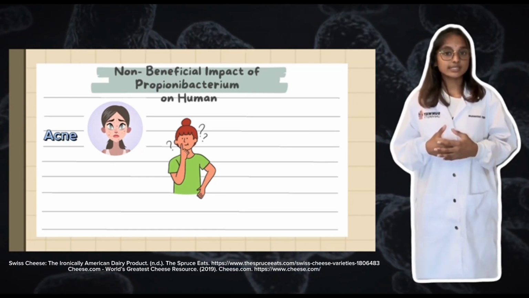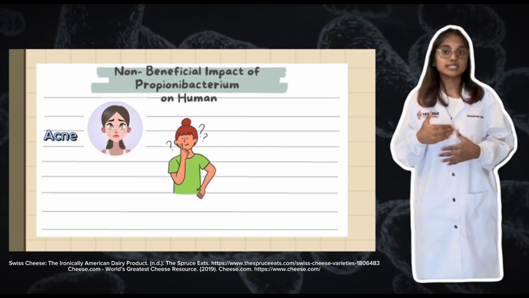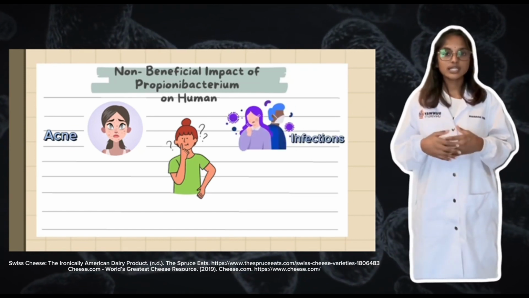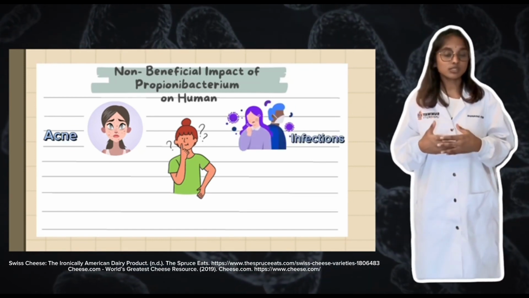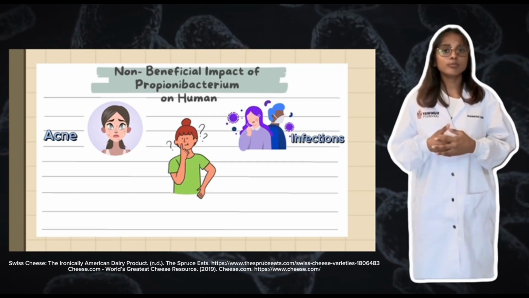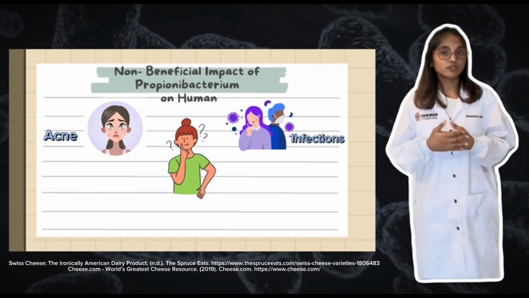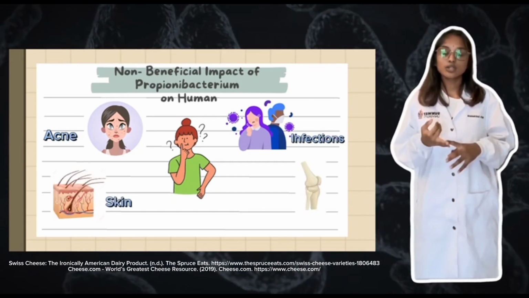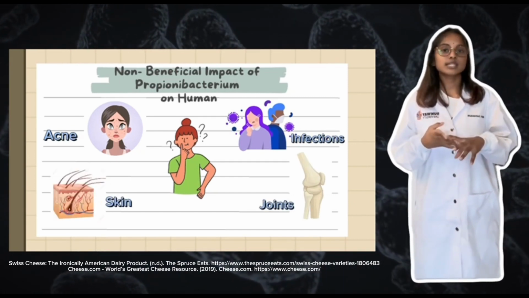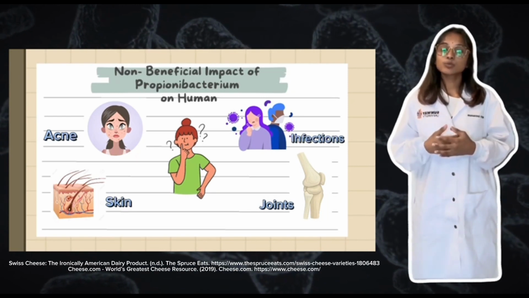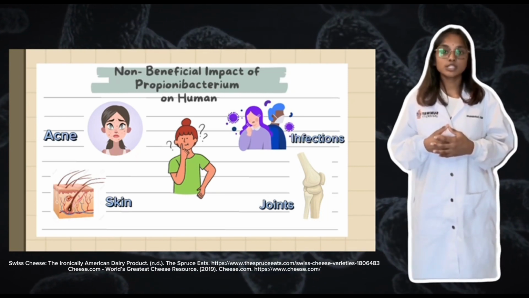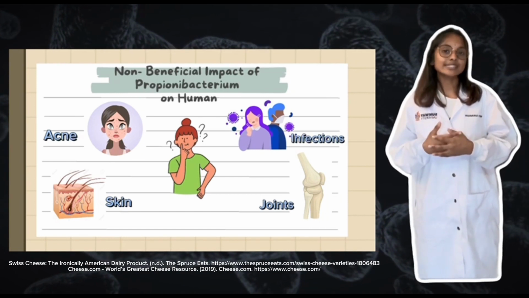In rare cases, Propionibacterium species can cause infections, particularly in individuals with weakened immune systems or who have recently undergone medical procedures. These infections can occur in various parts of the body, including the skin, joints, heart valves, and prosthetic devices. This is due to Propionibacterium contamination, leading to complications and delayed healing.